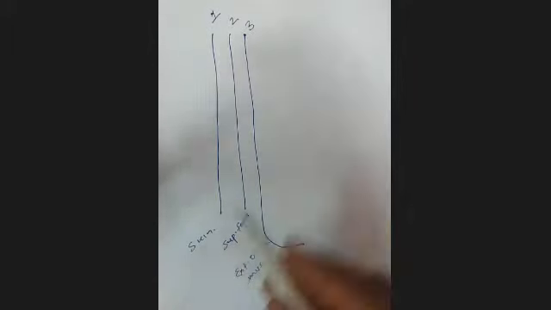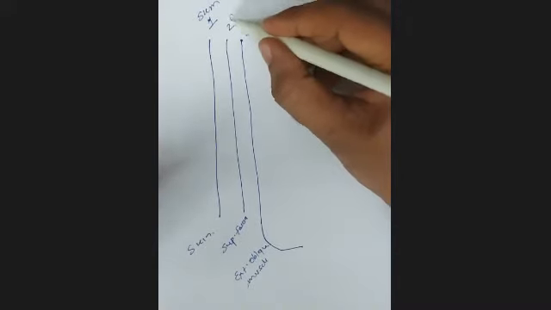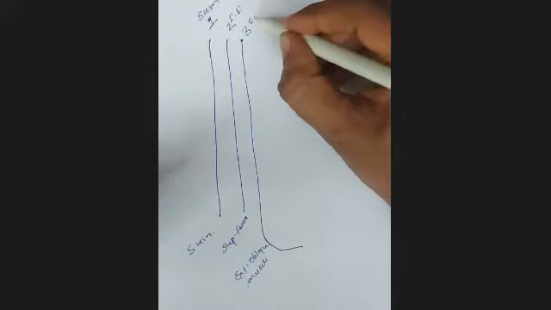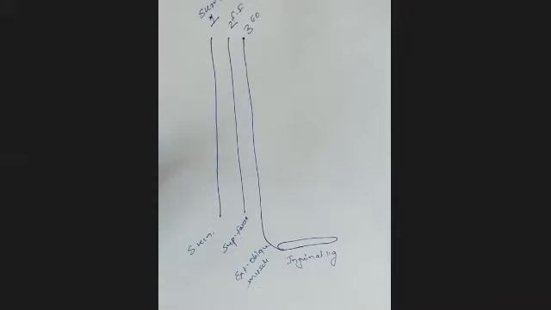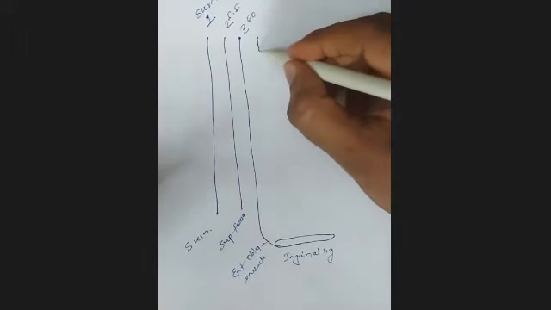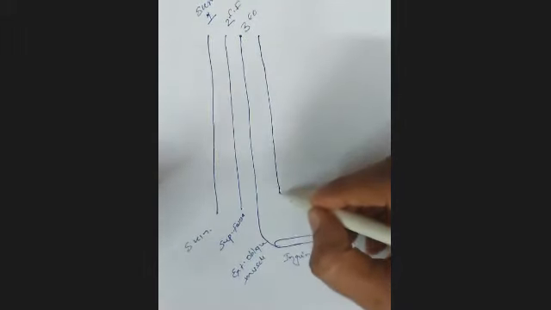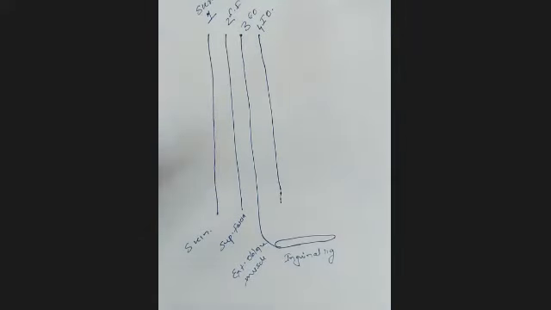So skin is layer 1, superficial fascia is layer 2, and external oblique is layer 3. The lower end of the external oblique folds on itself to form the inguinal ligament. Layer 4 is internal oblique muscle.